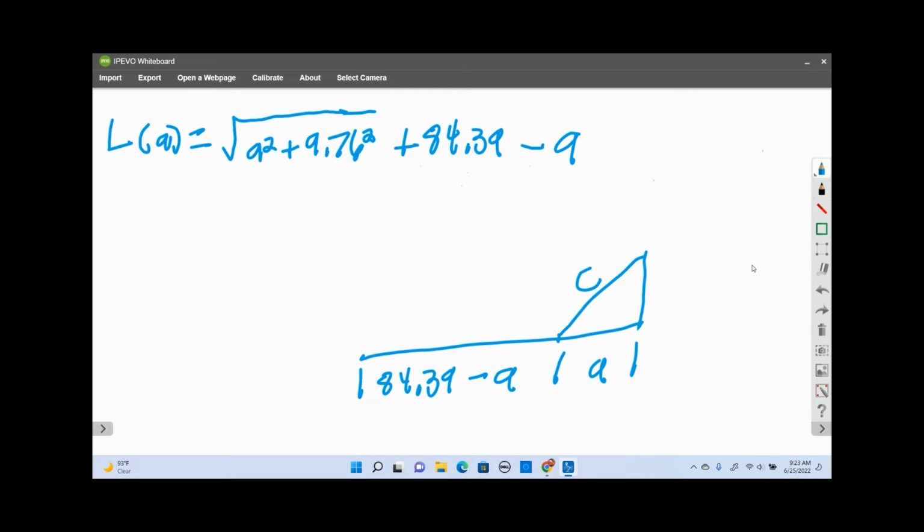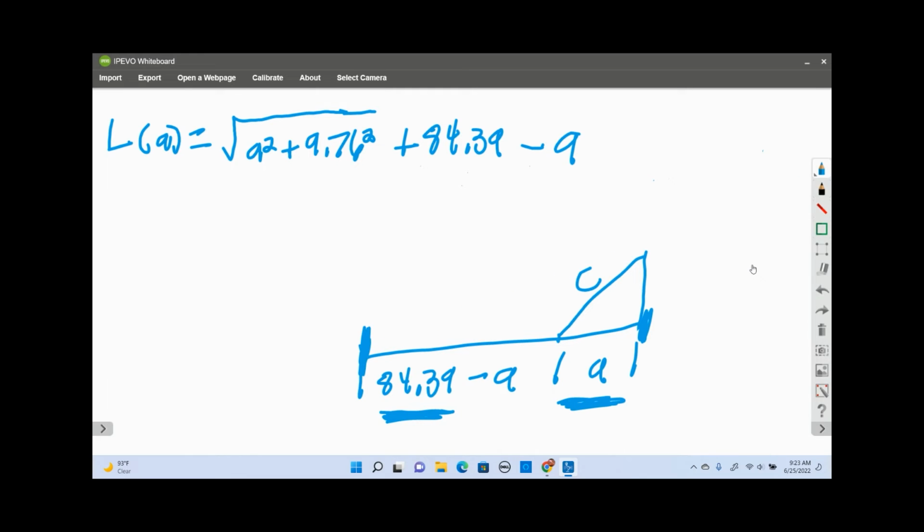So let's talk about the biggest A could be. The biggest A could be 84.39. A can't go past 84.39 because this whole straightaway is only 84.39. Now, of course, if A is 84.39, then that's the scenario where the person cuts all the way across like that. So that represents the biggest A can be, which is 84.39.